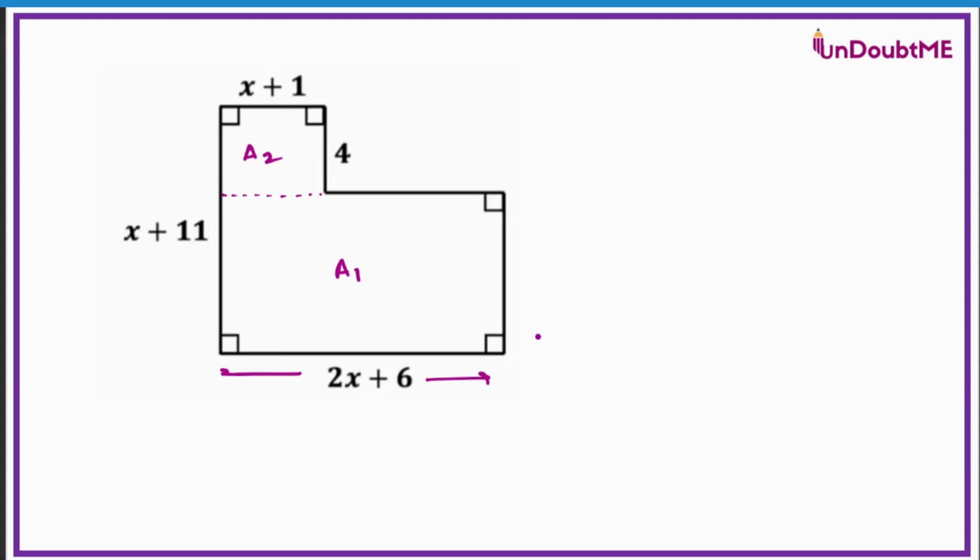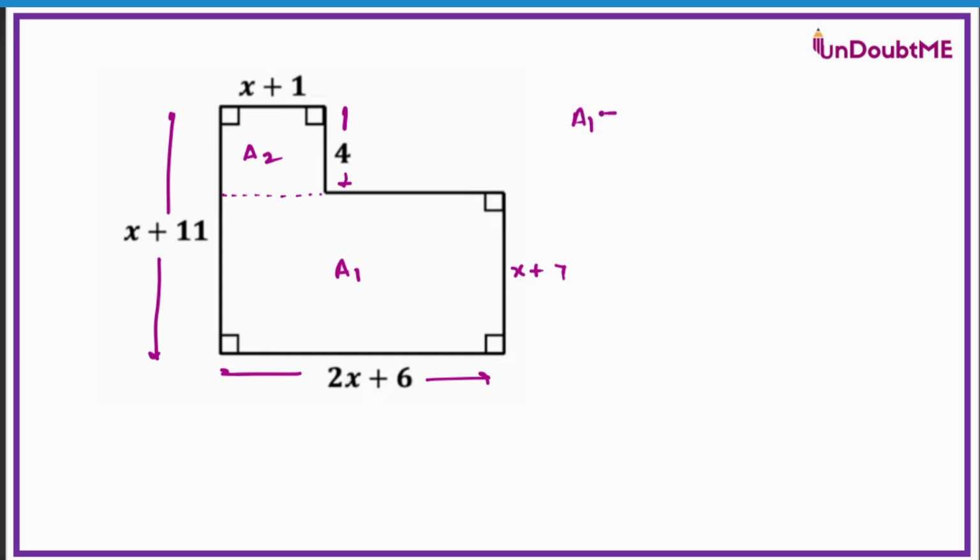We don't have the width. The total width of this figure, or we should rather say height, is x plus 11. From x plus 11, if you take away this 4, then you will be left with x plus 11 minus 4, that is x plus 7. And that's how we got the width of that bigger rectangle.